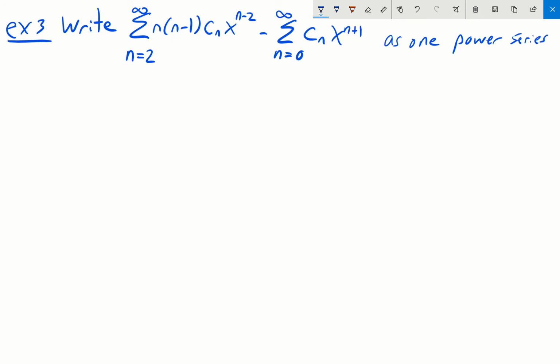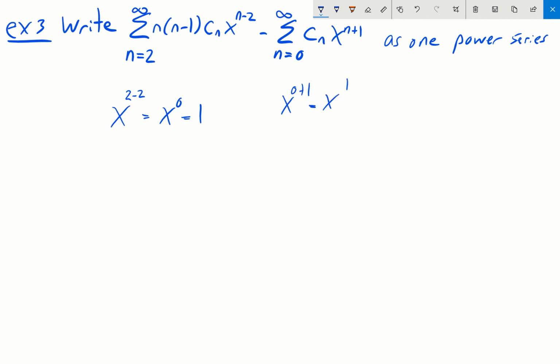Okay. And right now, if we try to see what's happening here, if we were to plug n equals 2 into this first expression, we would get some coefficient, but then we would have x to the 2 minus 2, which is x to the 0, which would be our constant term. So the first term in this series, because of the index and the power of x, starts with a constant term. However, if we come over here and plug n equals 0 into this power series, this term would start with x to the 0 plus 1, which is x to the first.